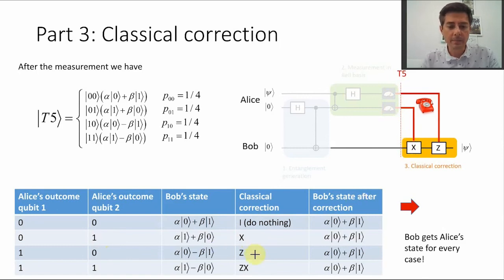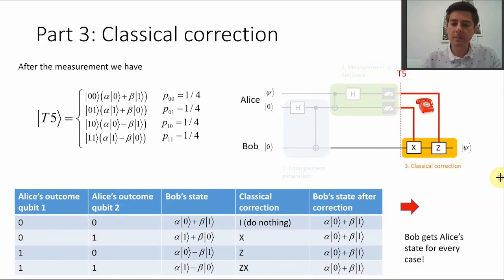Now the cases where Bob needs to do a Z are also the cases where Alice's first qubit is 1. So when Alice's first qubit is 1, then Bob needs to do the Z gate. If Alice's first qubit is 0, then Bob doesn't need to do any of those.